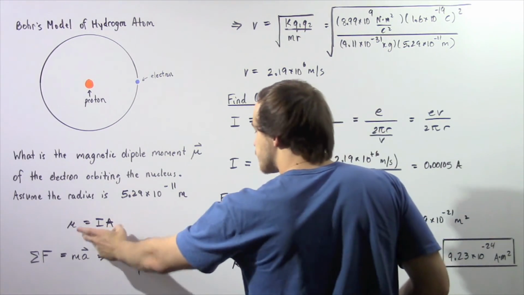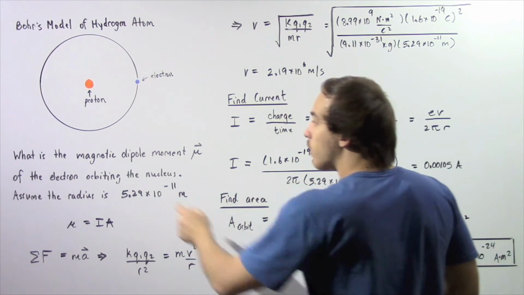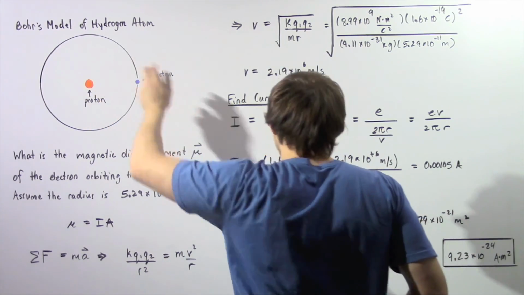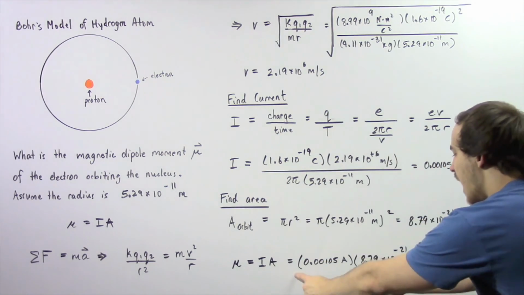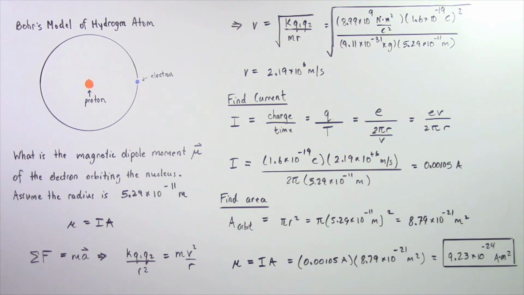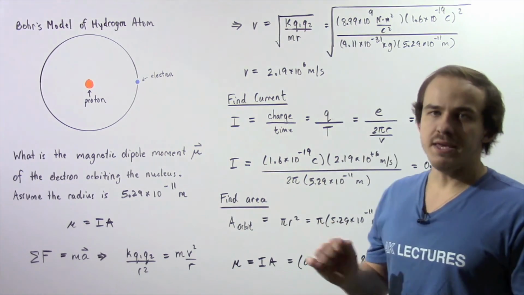Finally, we apply this equation. The mu, our magnetic dipole moment of our electron as it orbits this single proton, is equal to I multiplied by our A, and that gives us about 9.23 times 10 to the negative 24 amps multiplied by meters squared.